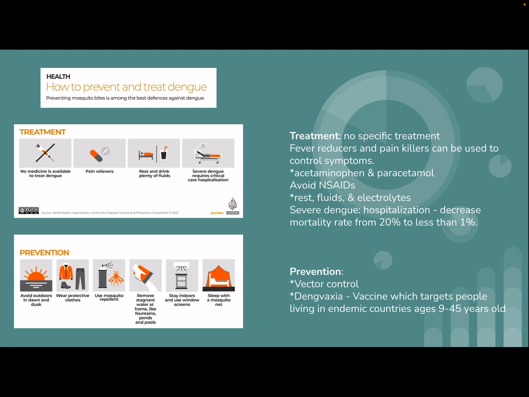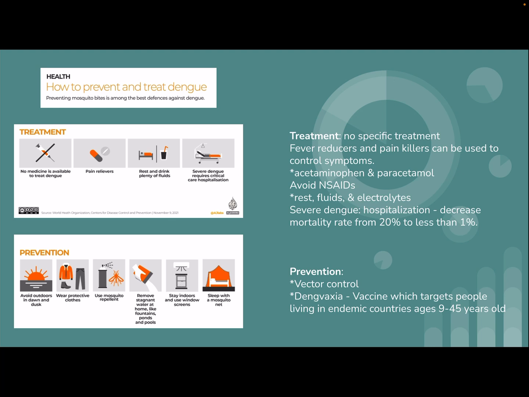Treatment and prevention. There is no specific treatment for dengue. People often use fever reducers and painkillers to control some of the symptoms. These include acetaminophen and paracetamol. Rest and drinking plenty of fluid is very essential. Electrolytes also. And severe dengue requires hospitalization. This decreases the mortality rate from 20% to less than 1%.